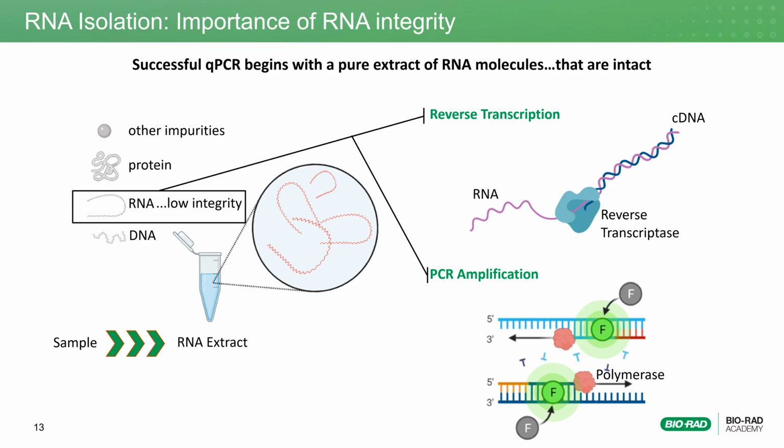Let's take a quick look at how RNA integrity affects the CQ values in the amplification plots. Notice how the CQ values begin to increase with RNA degradation, showing much lower fluorescent values than what should be reported with intact RNA.